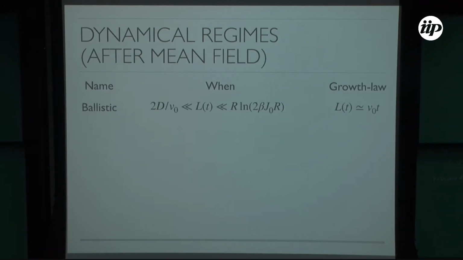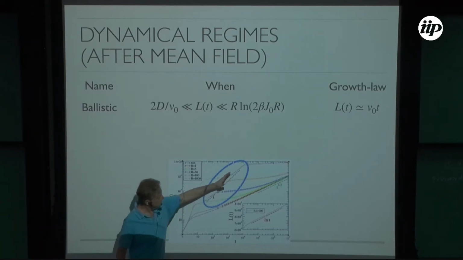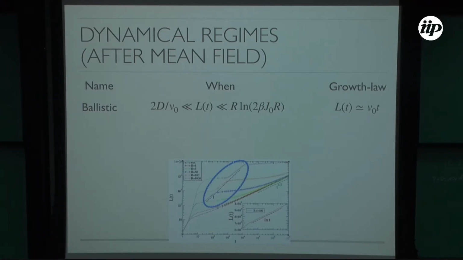And what you get is summarized in this transparency here. From this analytical approach, you find that initially you have a ballistic regime, which means that basically the interfaces only move in one direction. So the typical size of the domains is growing like time here. And we have some bounds inside which this happens. And this is actually this part of the plot. So you see in each curve there is a part where domains grow more or less linearly in time.